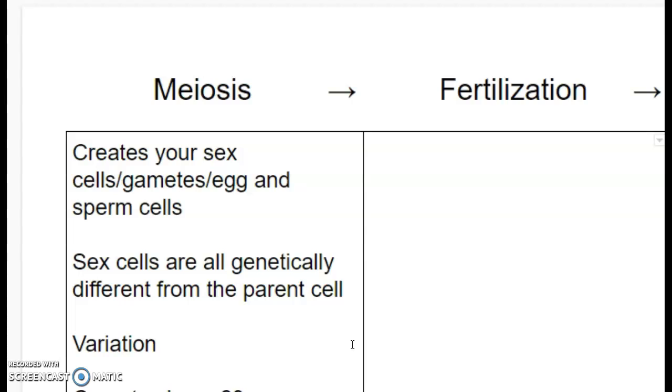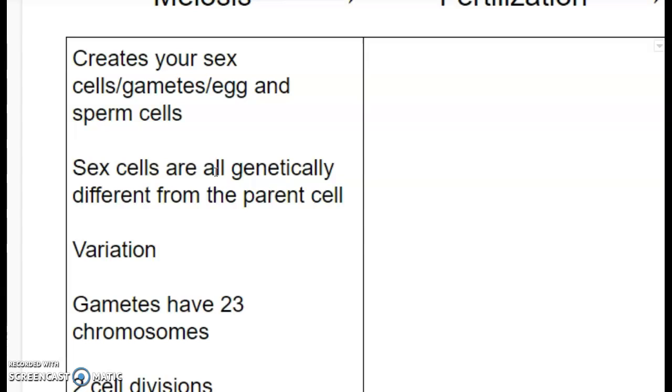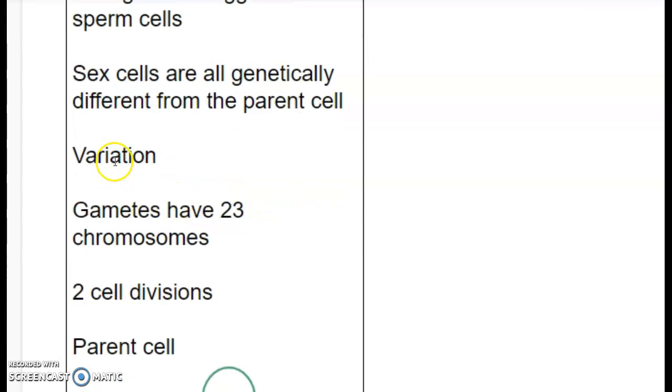So they don't physically have sex, but because sex cells or gametes, aka egg and sperm, are involved, it's still considered sexual reproduction. And again, the sex cells are all genetically different from the parent cell, which gives you your variation. Your gametes, your eggs and sperm, have 23 chromosomes.